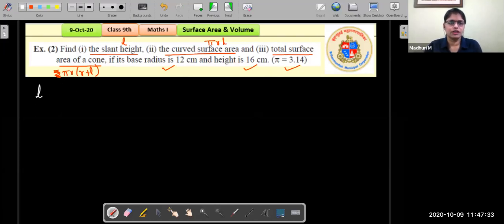We know the formula for L squared is R squared plus H squared. What are we going to do? Simply substitute and calculate. So try out this problem with me. R is equal to 12. So substitute 12 squared plus height. Height is 16. So that is 16 squared. What is 12 squared? 144. What is 16 squared? That is 256.